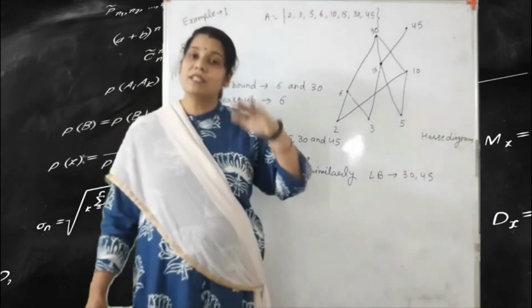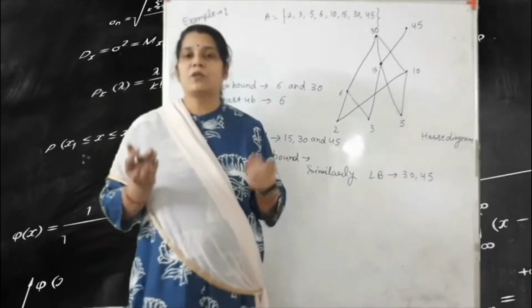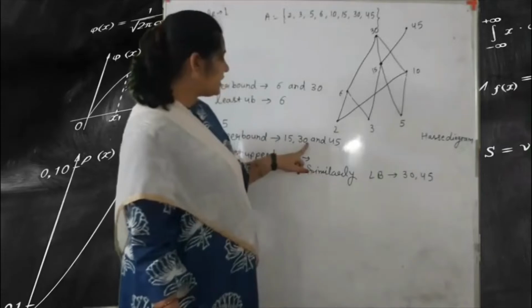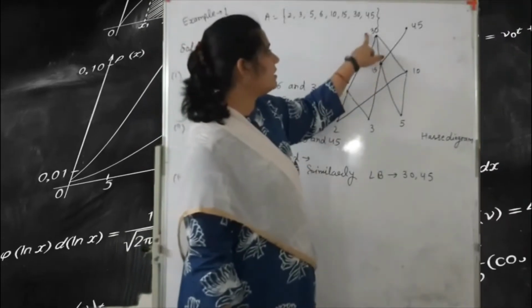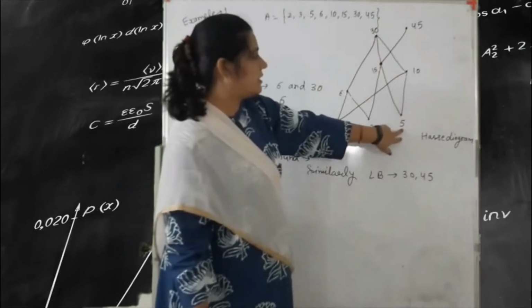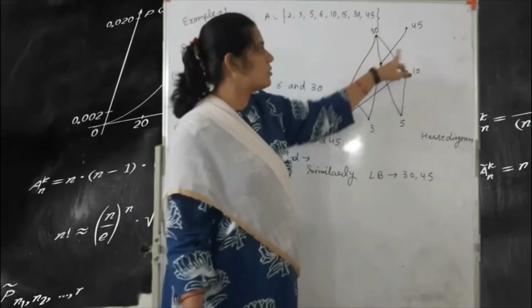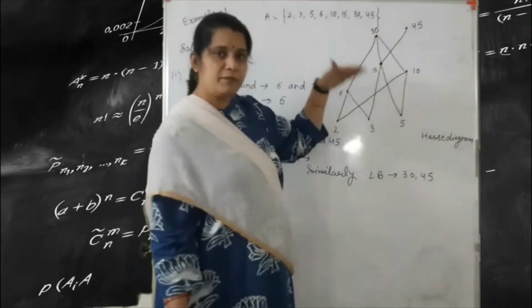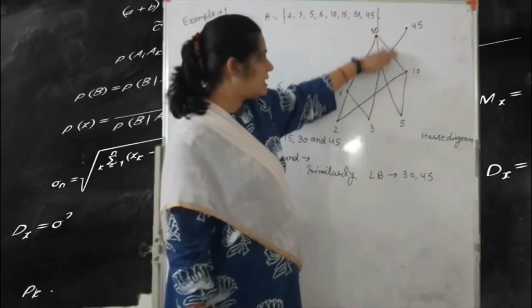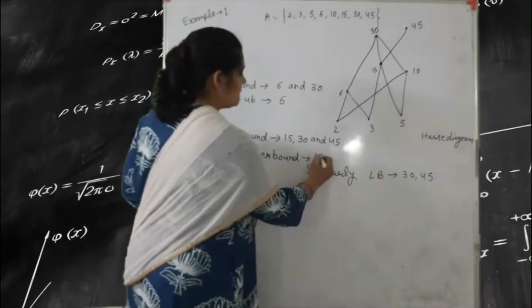So according to the upper bound, you find out the least upper bound, and according to the lower bound, you find out the greatest lower bound. Okay, so 15, 30 and 45 are the upper bounds of these two elements, 3 and 5. So according to these three upper bounds, what is the lowest? The lowest is 15, because it is lower than 30 and 45. So here the least upper bound is 15.